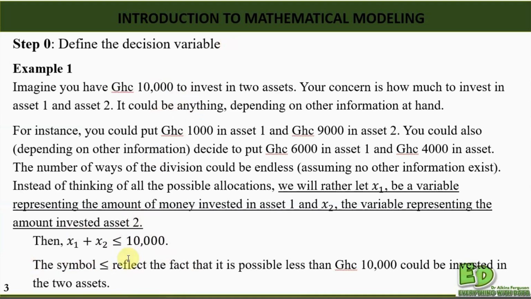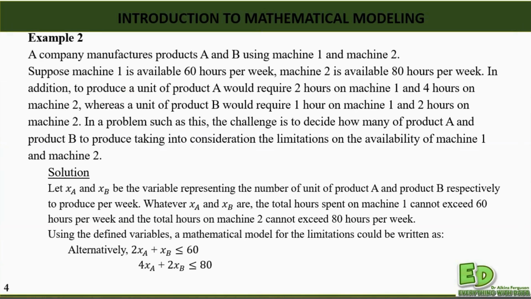So what you're investing in these two assets should be equal to or less than this amount over here. The symbol less than or equal to reflects that it is possible that less than 10,000 Ghana cedis could be invested in the two assets, right? You can't exceed the available resource because you just have 10,000, right?